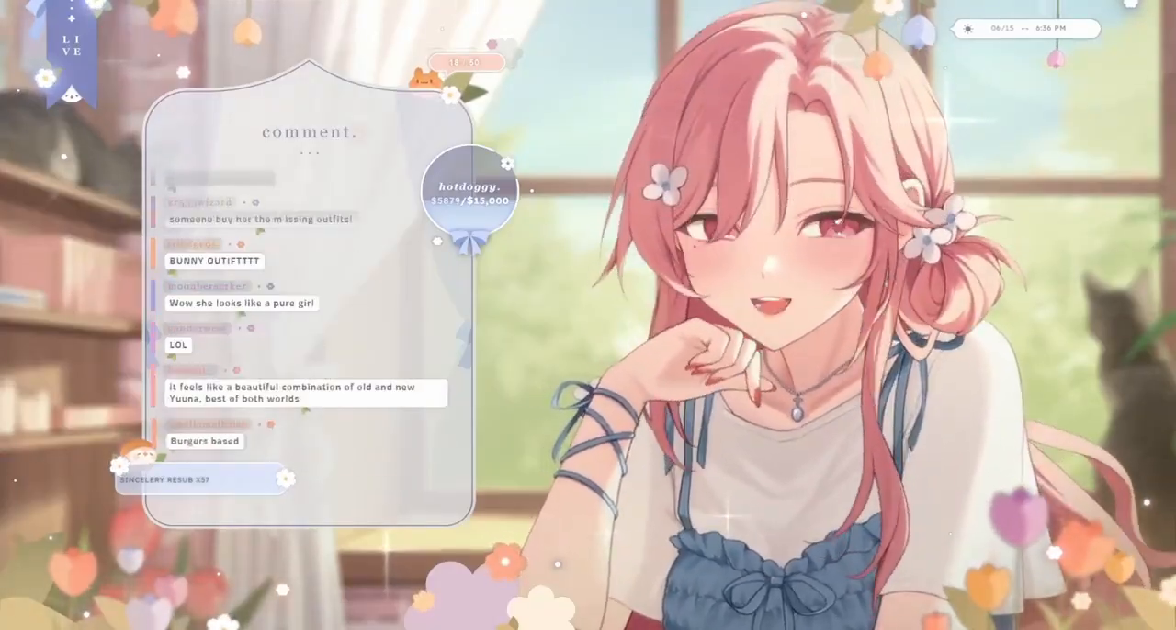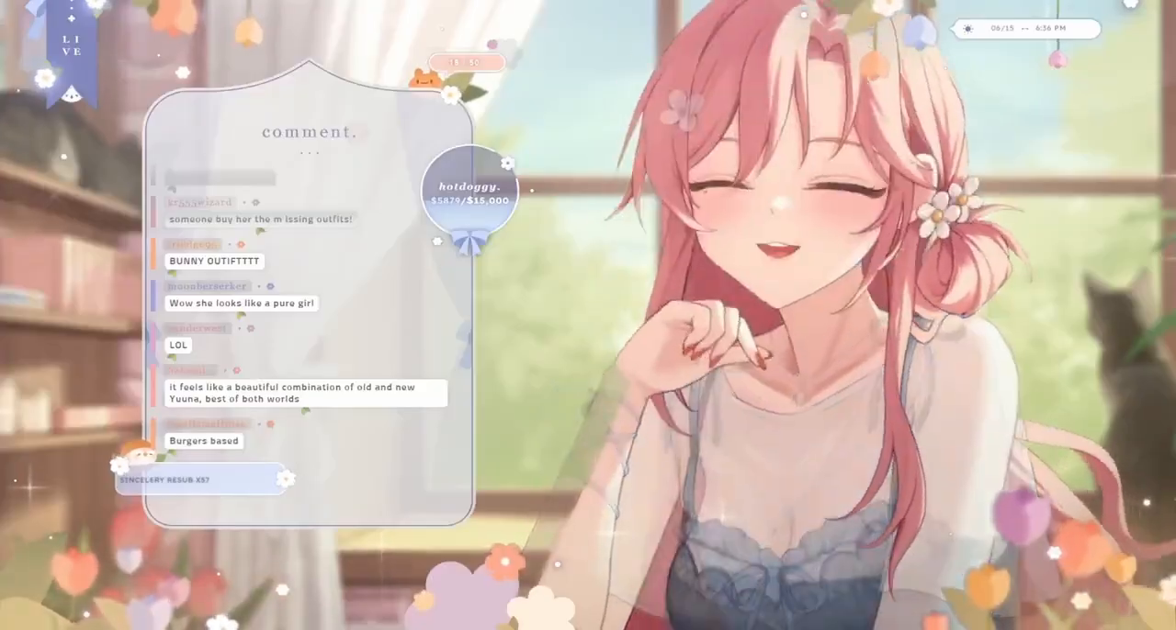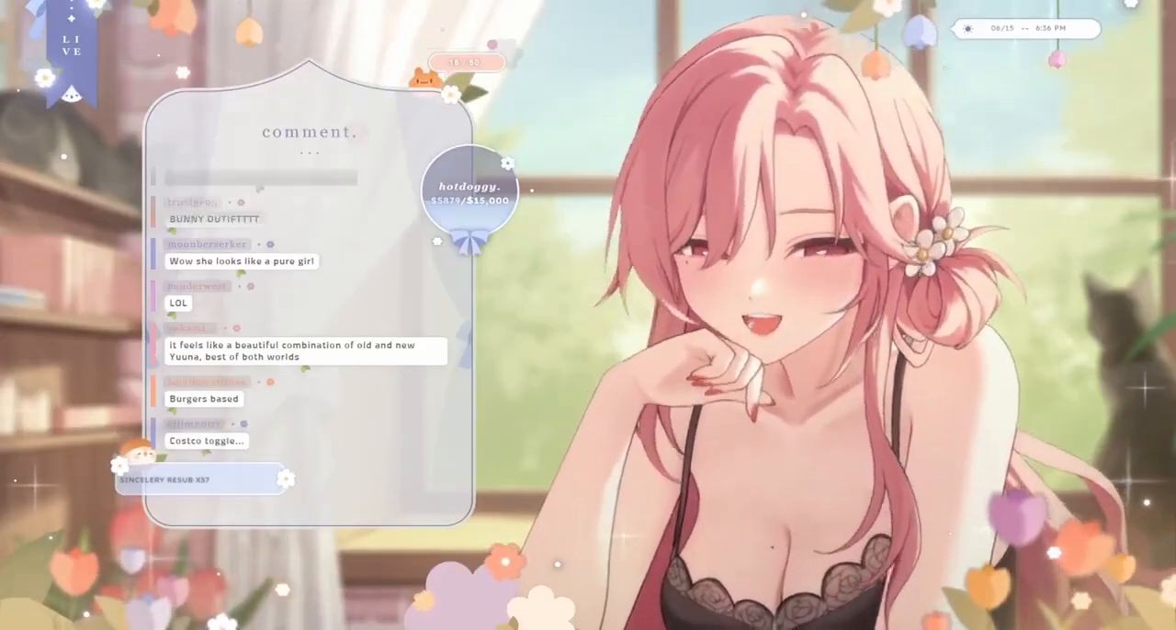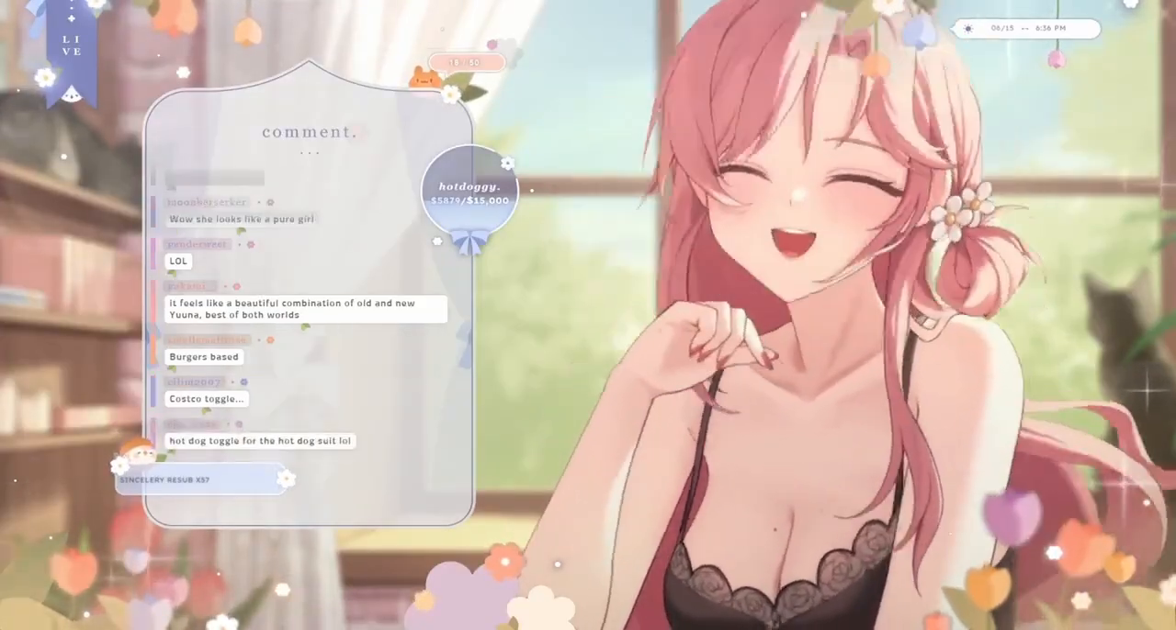I look like a peer girl. I know, I'm so peer and cute and peer, and then BAM! There they are! Get sluts!